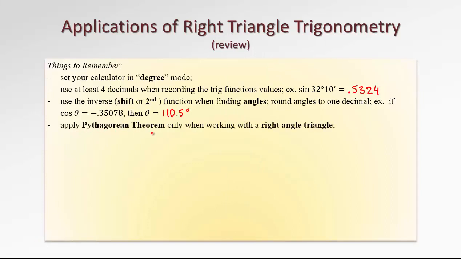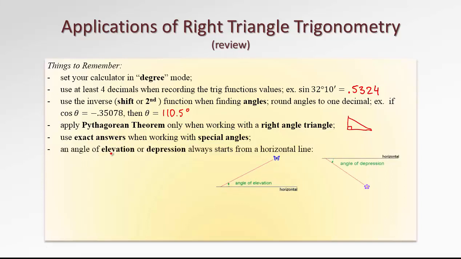Okay, what are other things to remember? Apply the Pythagorean theorem only when working with a right angle triangle. So before using the Pythagorean theorem or the SOHCAHTOA rules, we have to make sure that our triangle is a right angle triangle. That's why this section is called right triangle trigonometry. It applies only to the right angle triangle. Also, use exact answers when working with special angles. Anytime we work with 30, 45 or 60 degree angle, we are expected to give the exact answer.